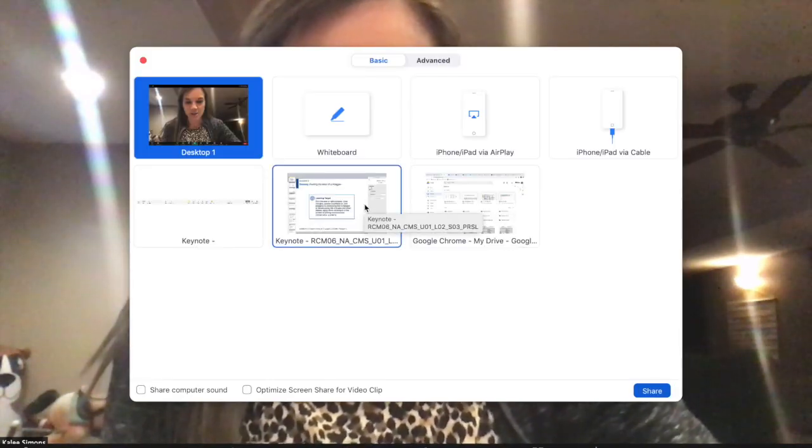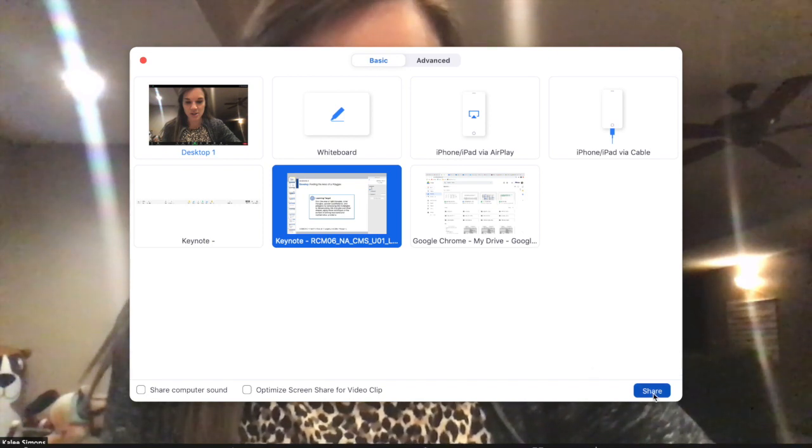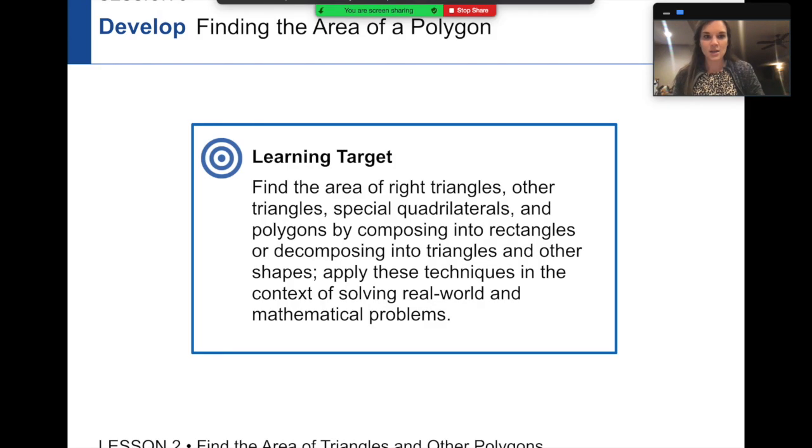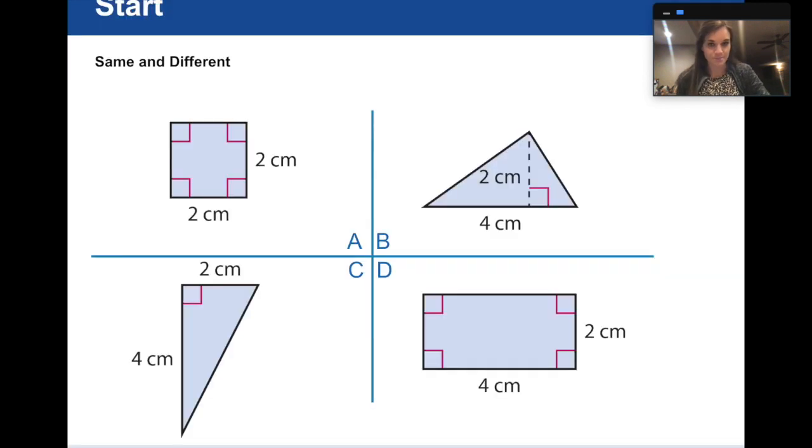We can do this. Okay, so I'm going to start off by sharing my screen. We'll do it this way. Okay. Here we go. So today, we're going to find the area of our right triangles and our rectangles and parallelograms to help us find the area of polygons. Okay, so to start off, really quick, if you do not have a whiteboard, you need to hurry and go get one.